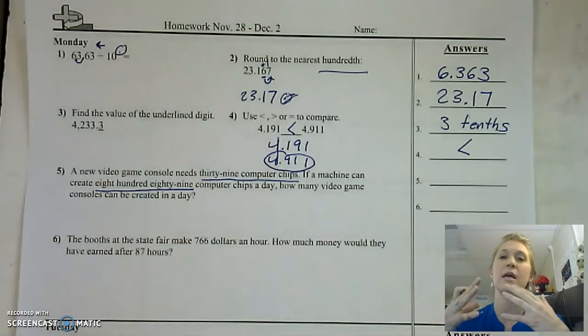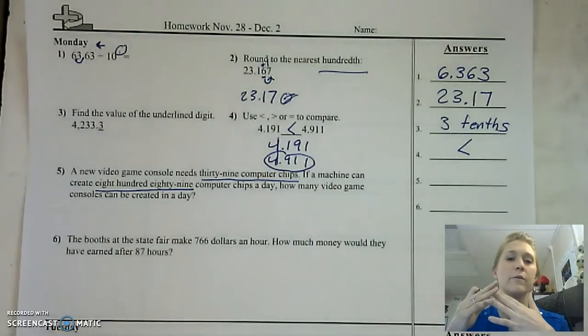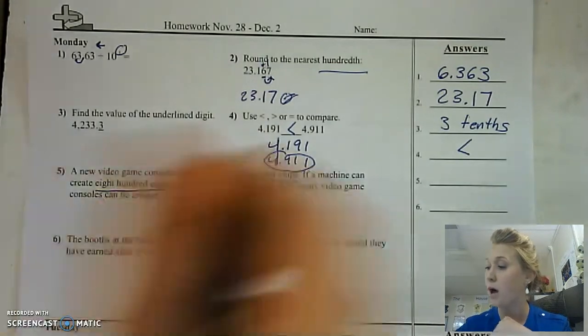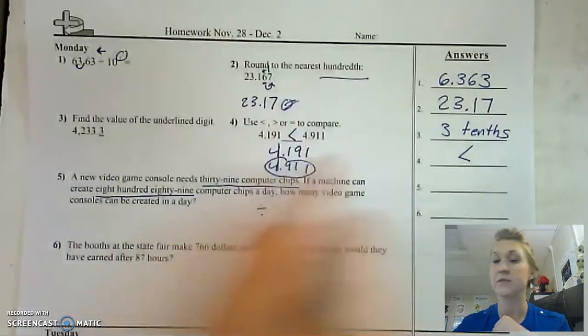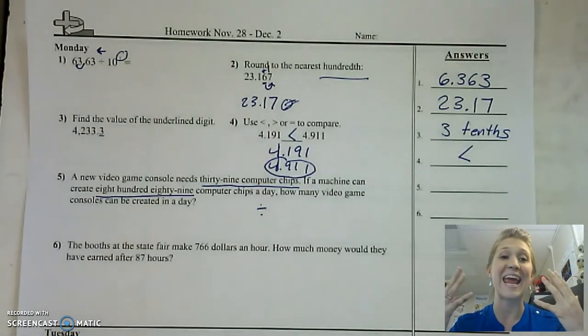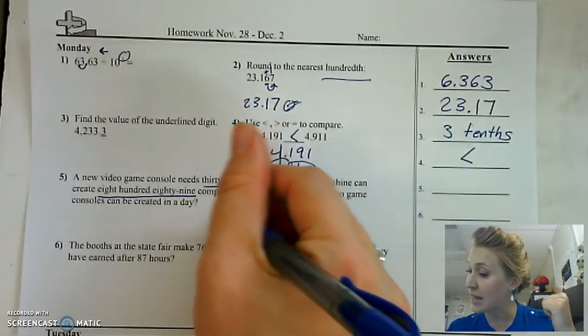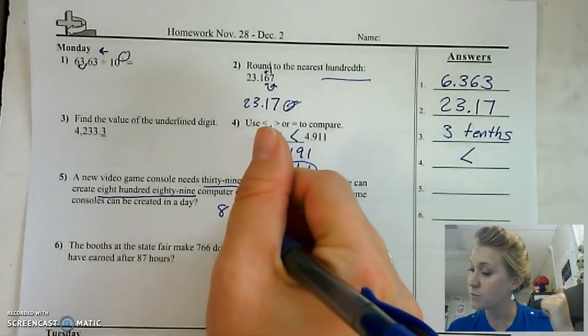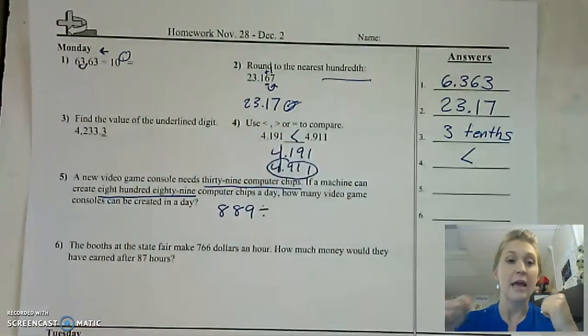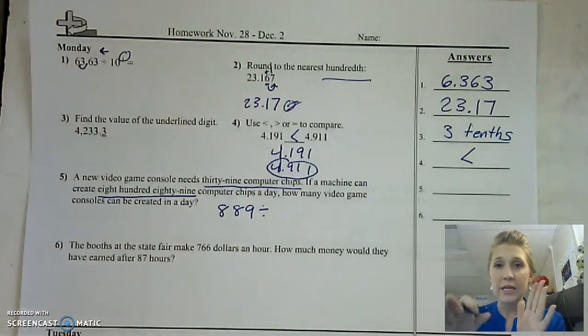So we're kind of going to be taking those computer chips and dividing them up, aren't we, into the different consoles. So this is a division problem. We're going to be dividing. But what are we dividing? Well, what's the total amount? The total amount is what we need. We want to create 839 computer chips. So we're going to take 839 computer chips, and we're going to divide them into those consoles.